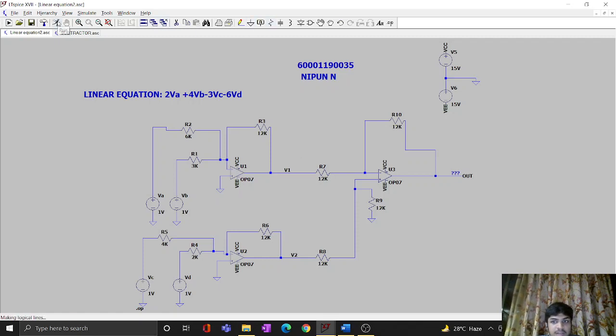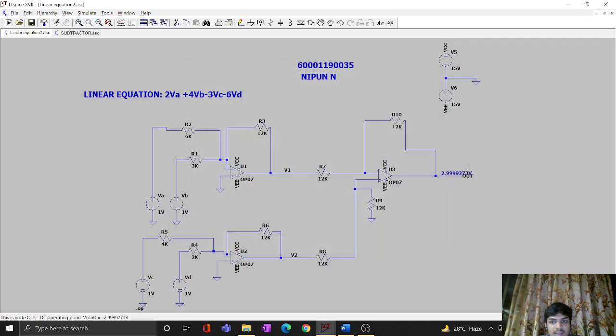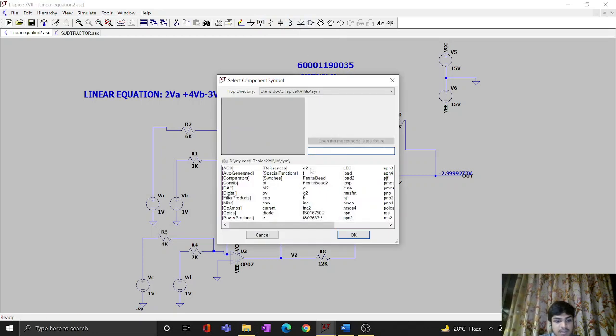And if I simulate this, I can see here that I get minus 2.999927, which is very close to minus 3 volts in the V out, and hence I've applied the linear equation and got the desired, very accurate output. I can also try this with other op-amps like the TL084 and see if we get a better accuracy.